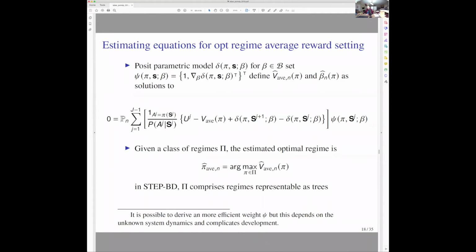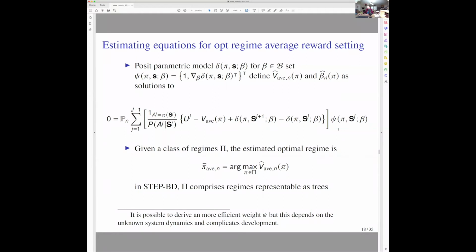So you can imagine conceptually sort of alternating between positing a pi, solving this estimating equation to get V hat av of pi, and then climbing uphill in the space of policies. And there are, of course, more clever ways of doing this computationally, but that's conceptually what's happening. So in step BD, we consider classes pi that are representable as trees. But of course, you could use any class that was appropriate.